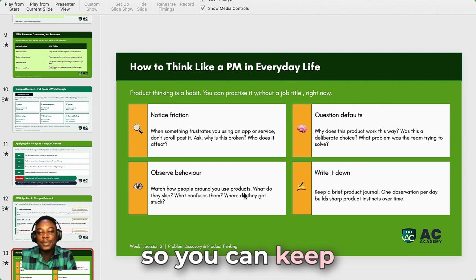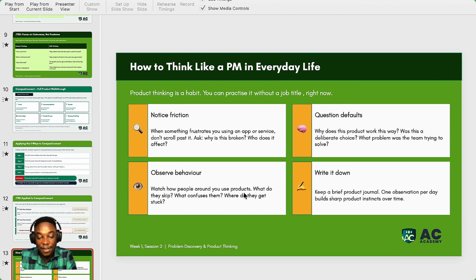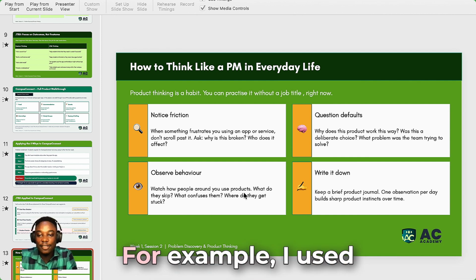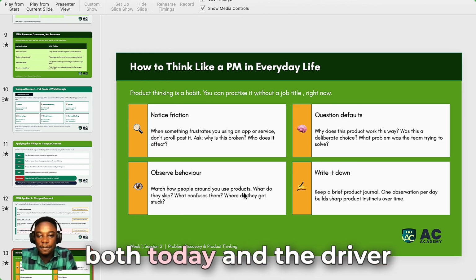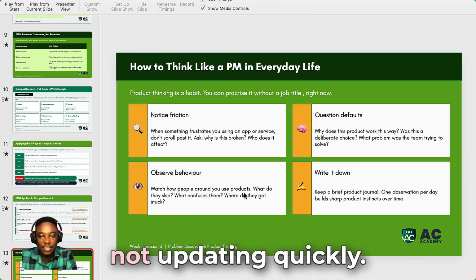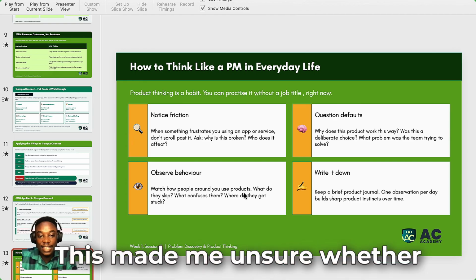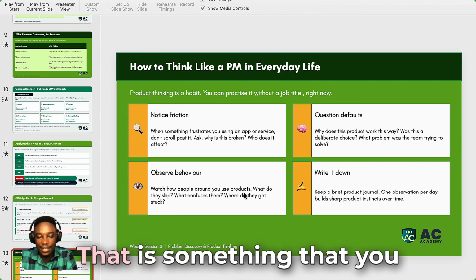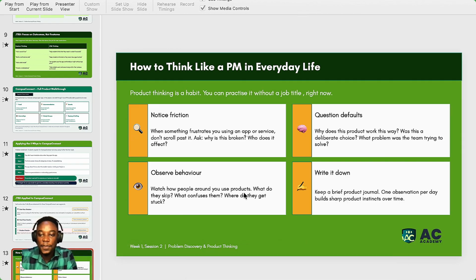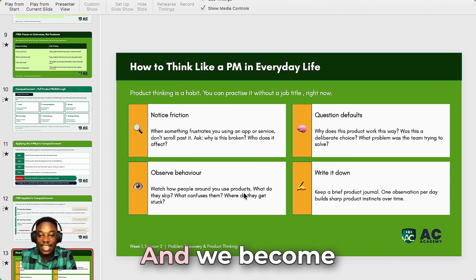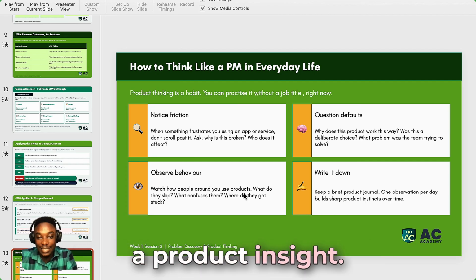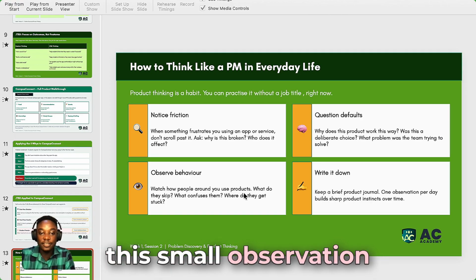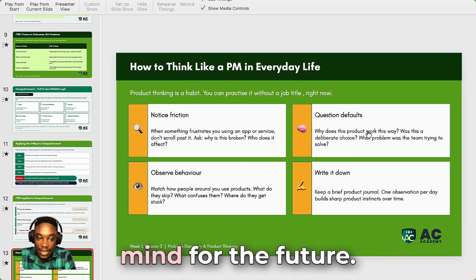Alright, so you can keep a simple product journal. Every day you write one observation about the product you used. For example, I used a ride app today and the driver location was not updating quickly. This made me unsure whether the driver was coming. That is a problem, and that is something you can keep in your journal. One observation may become a product insight. Over time, these small observations sharpen your product mind for the future.